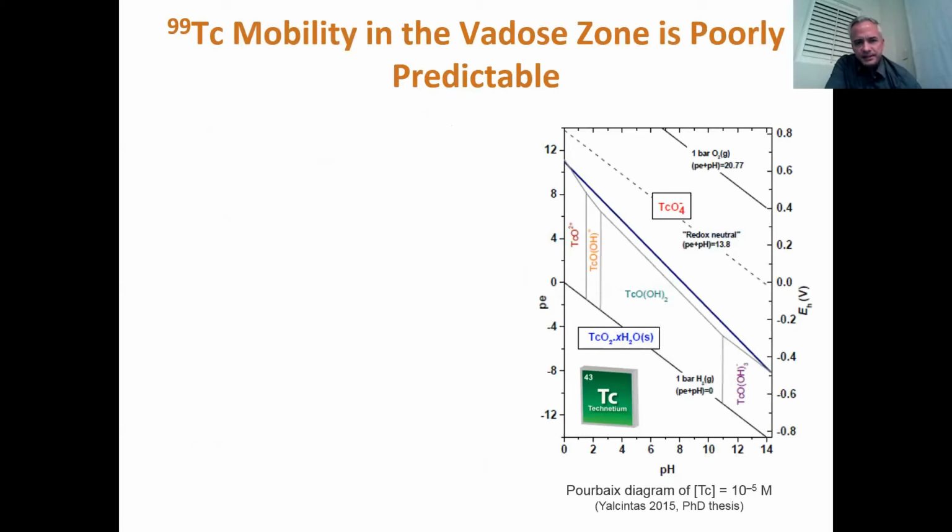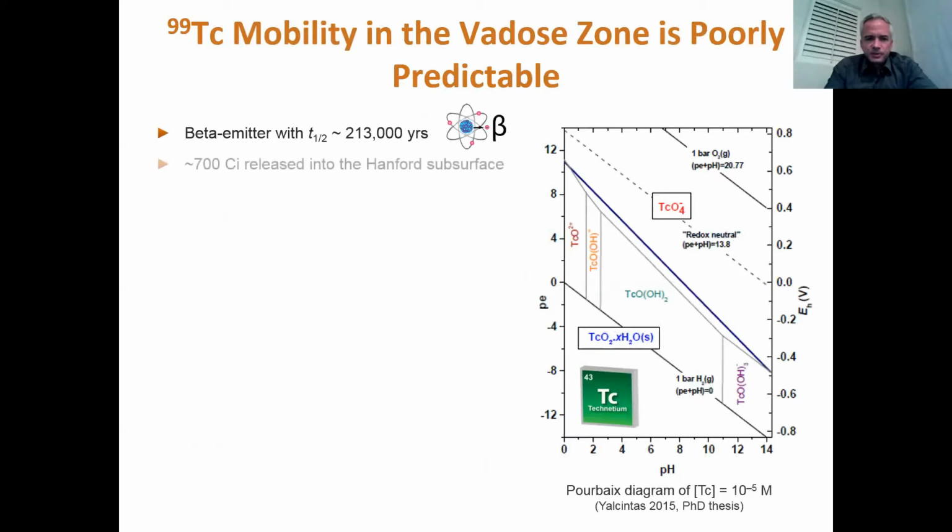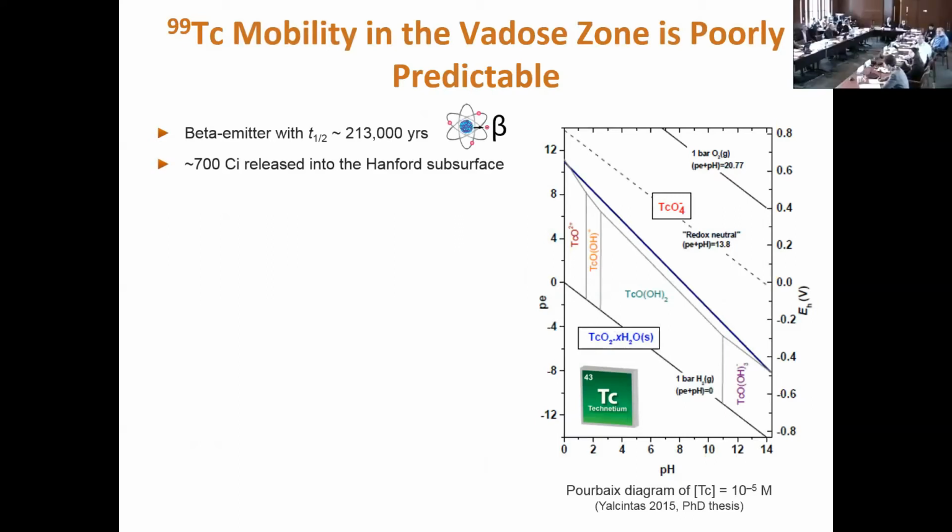Technetium-99 mobility in this vadose zone at Hanford is very poorly predictable. It's a very thick vadose zone. It's an arid climate, so to hit the groundwater, sometimes you have to travel hundreds of meters. Major concern because it's a beta emitter, it's going to be around a long time, obviously toxic and carcinogenic. They know roughly how much technetium-99 has been disposed into the subsurface. That's a plus when you're trying to figure out how you're going to try and get it out.